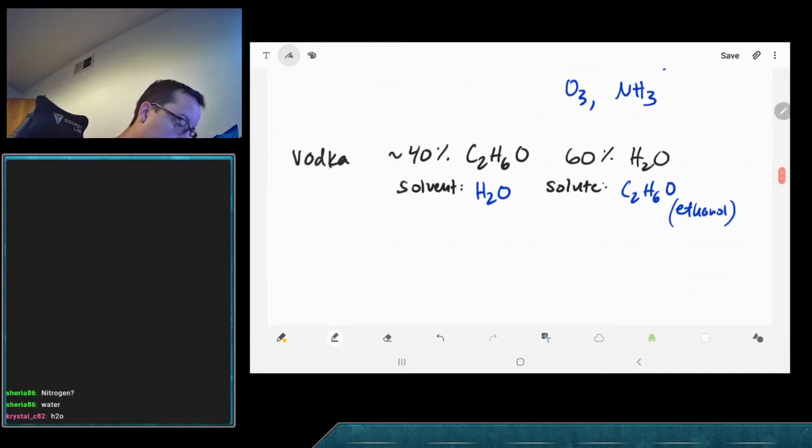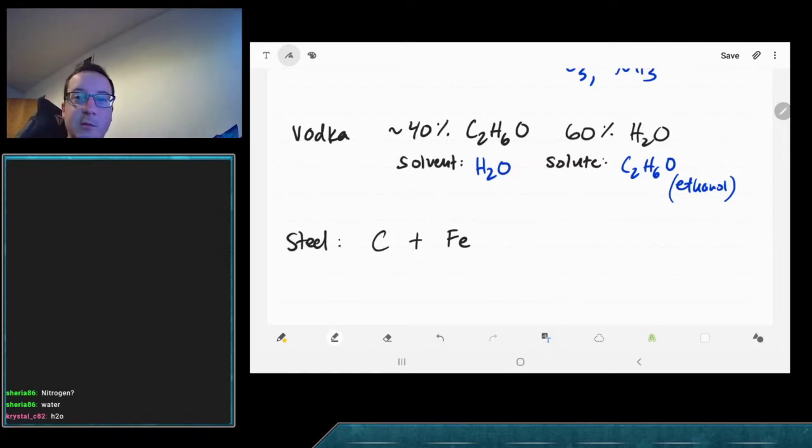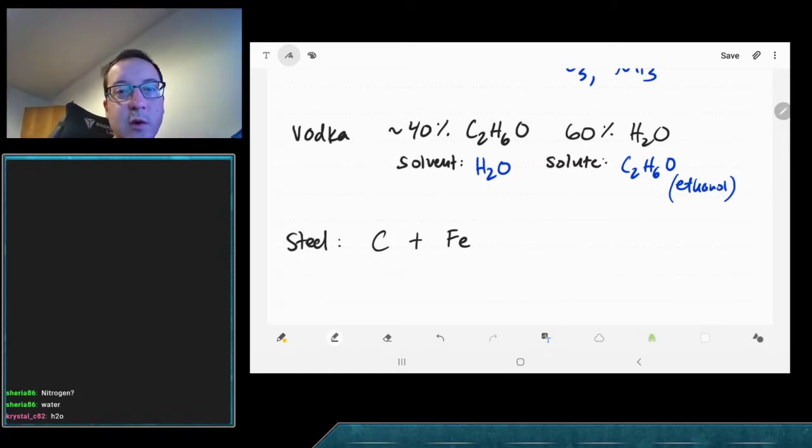There's another. How about this one? How about something like steel? And I'm going to just tell you it's carbon plus iron. I'm not going to tell you the percentages, but based on what you know of the properties of steel versus the properties of carbon and iron, which one do we think is going to be the solvent here?